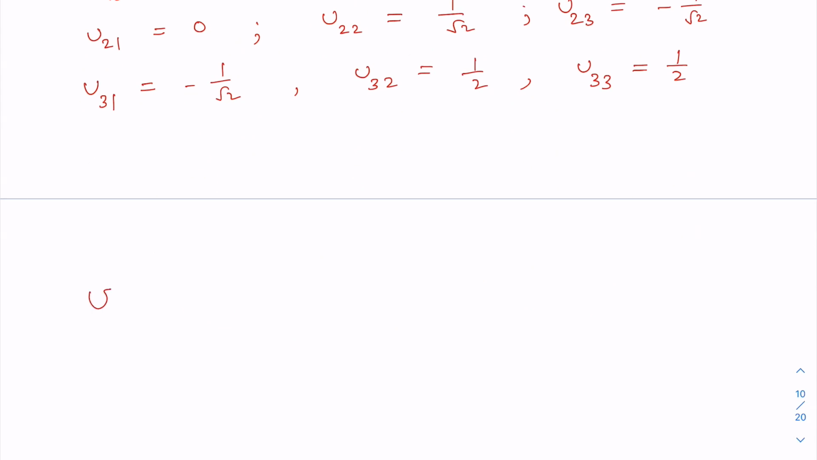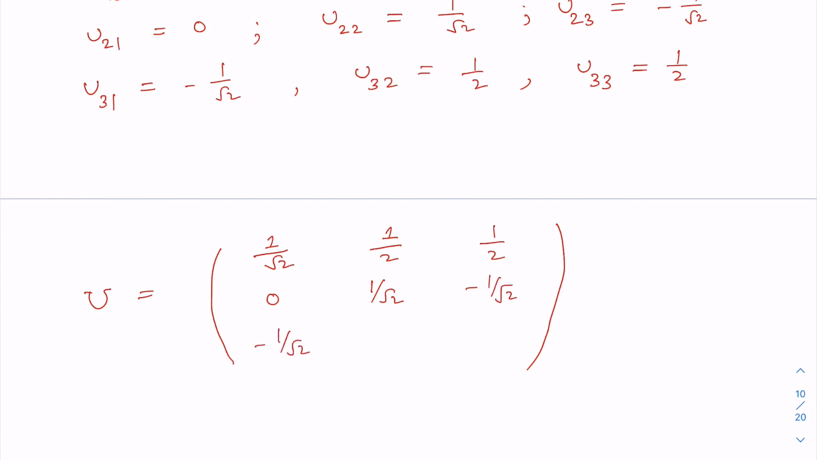So therefore this matrix you can write as 1 by root 2, half. You just have to write down all the elements. You will get here 0, 1 by root 2, minus 1 by root 2, minus 1 by root 2, half. So that is the matrix of transformation.